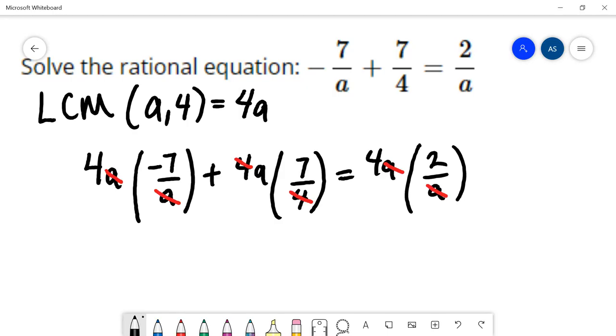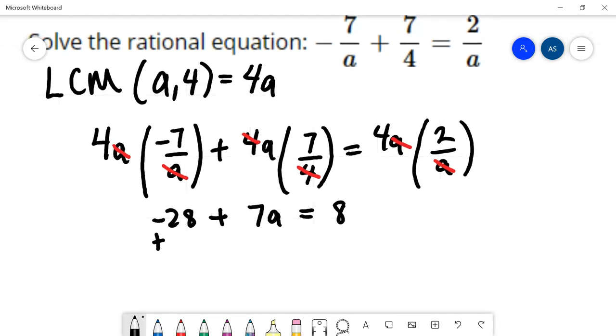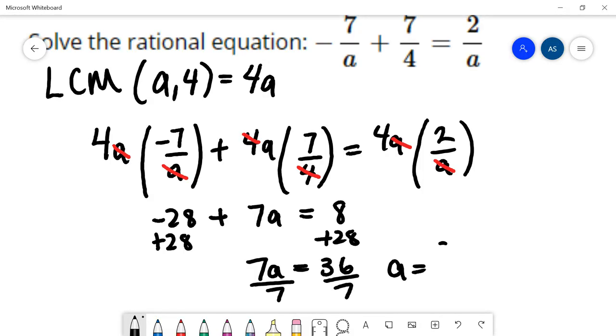For the first term, we have 4 times -7, that's -28. For the second term, we have a times 7, that's 7a. And for the third term, we have 4 times 2, which is 8. So looking at what we have left, we have -28 plus 7a equals 8. This is a linear equation. I'm going to solve for a. So I'm going to add 28 to both sides. 7a equals 36. We're going to divide by 7 on both sides, and we have a equals 36 over 7.